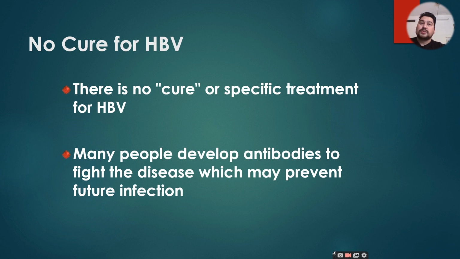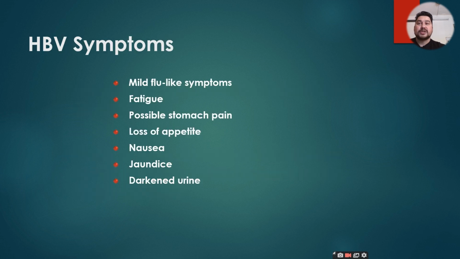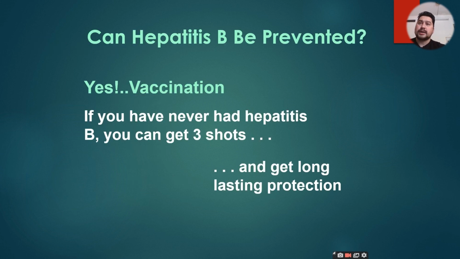There is no specific treatment for hepatitis. Many people develop antibodies to fight the disease, which may prevent future infection. Hepatitis symptoms are mild flu-like symptoms, fatigue, possible stomach pain, and loss of appetite. You will not feel any hunger, and may have nausea, jaundice, and darkened urine. Your urine color will start to turn dark.